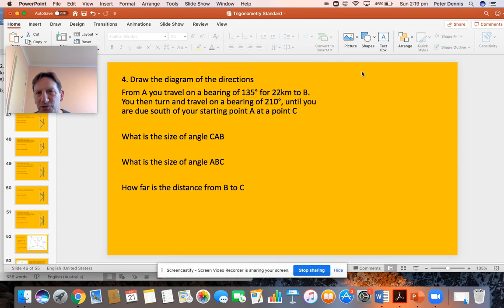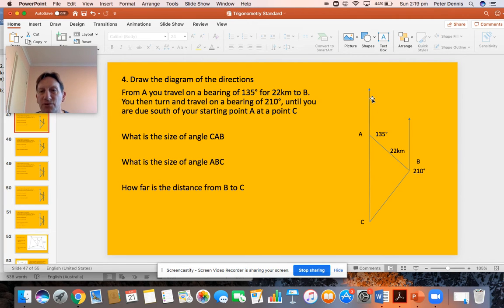So you're going to put in a north line here, 135. Well, that's 90 degrees is east, so 135 is going to be down here. Then you turn, you're going to put another north line in, and you're turning 210 degrees. So 210 degrees is past south, and then you're going to head back here. So let's have a look at what that diagram looks like.